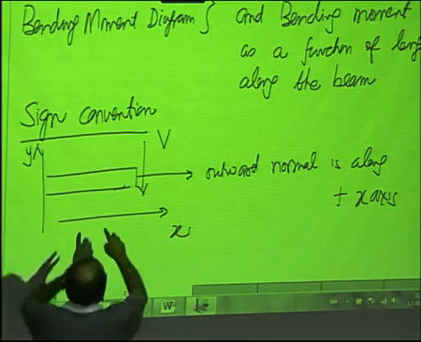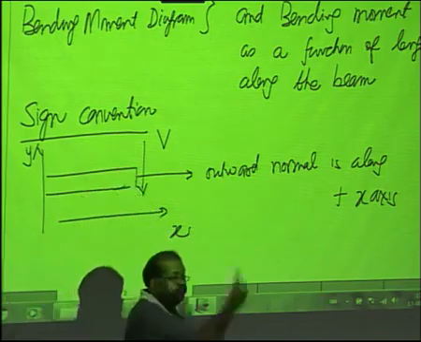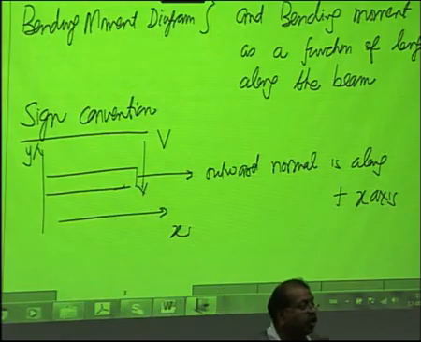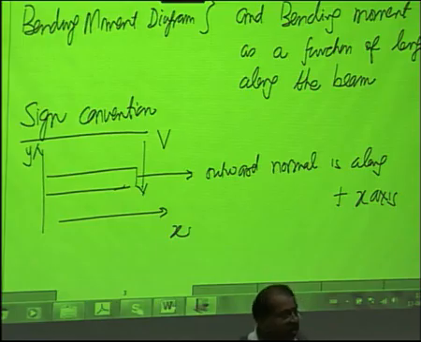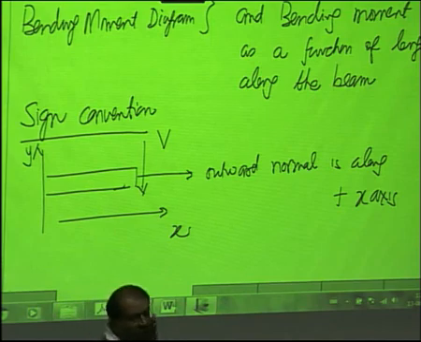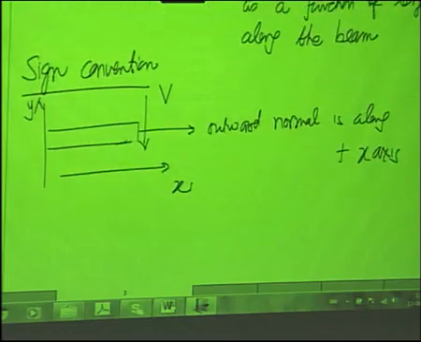If you calculate the force and it turns out to be in the plus y direction, you will call it minus. Suppose the force in the vertical direction is plus 10 newtons, it will be called V is equal to minus 10 newtons. So, this is how we have the sign convention, that a force like this is what we call the positive shear force.